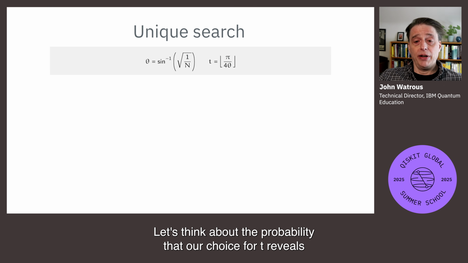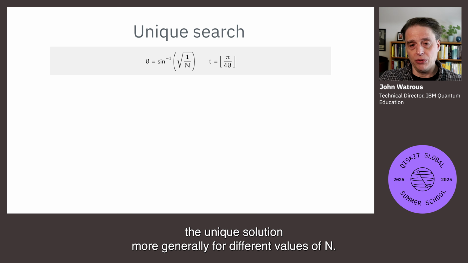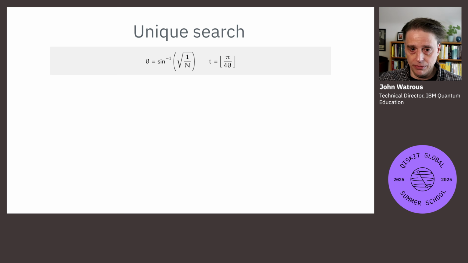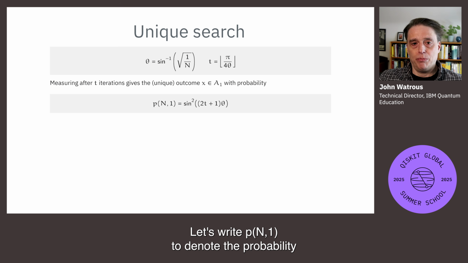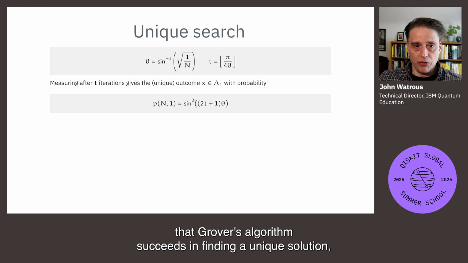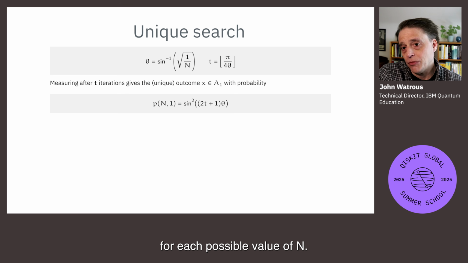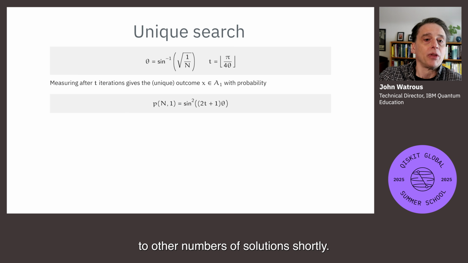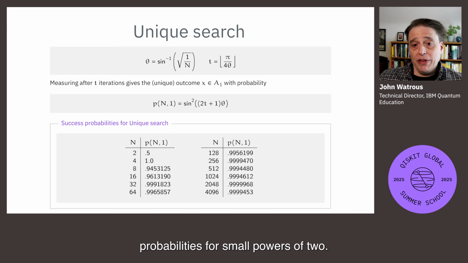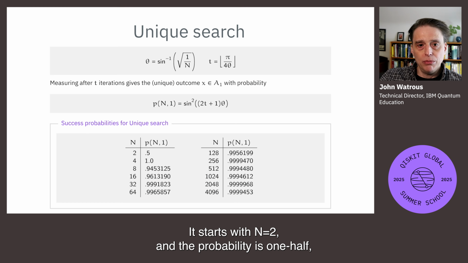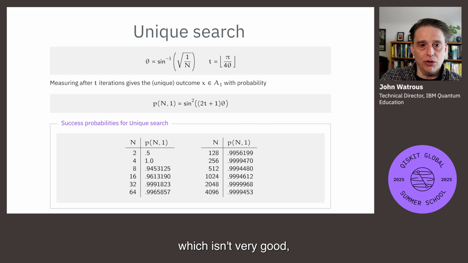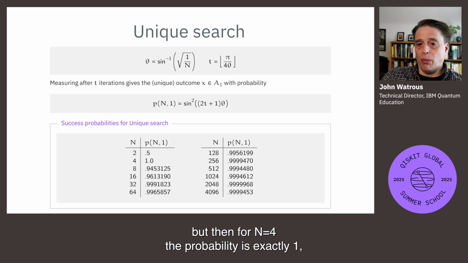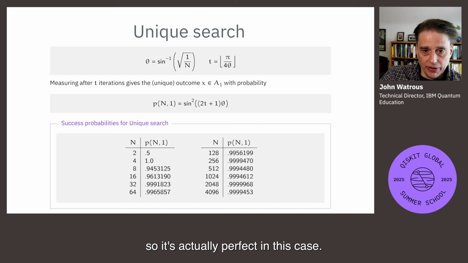Let's think about the probability that our choice for t reveals the unique solution more generally for different values of n. Let's write P of n,1 to denote the probability that Grover's algorithm succeeds in finding a unique solution for each possible value of n. The 1 means one solution, and we'll extend this notation to other numbers of solutions shortly. Anyway, here's a table of these probabilities for small powers of 2. It starts with capital N equal to 2, and the probability is 1/2, which isn't very good. But then for N equals 4, the probability is exactly 1, so it's actually perfect in this case.